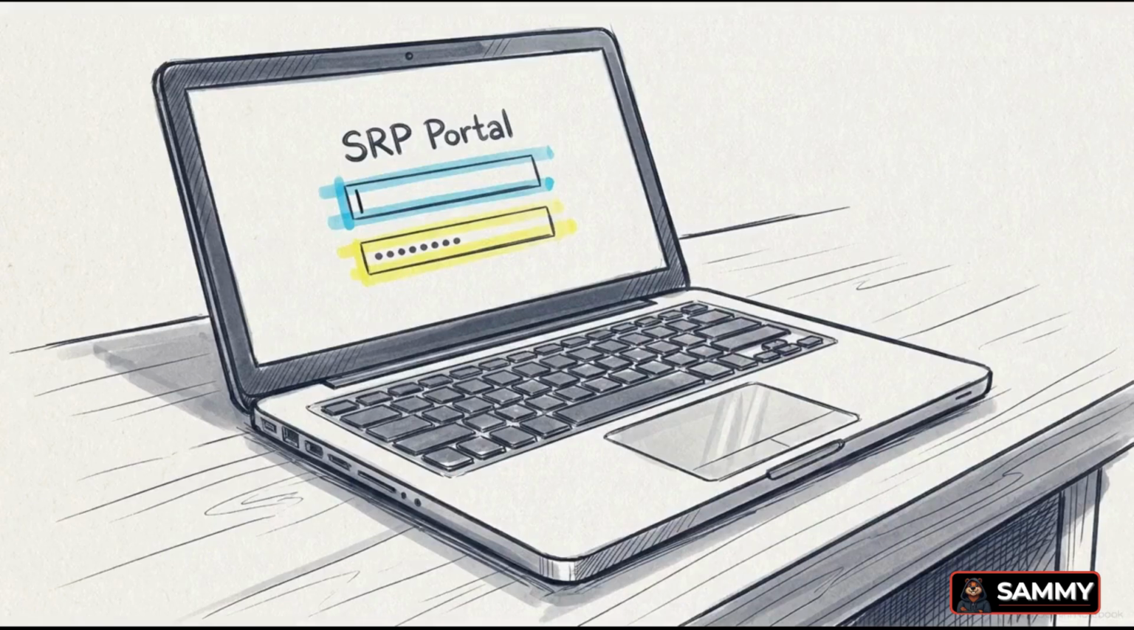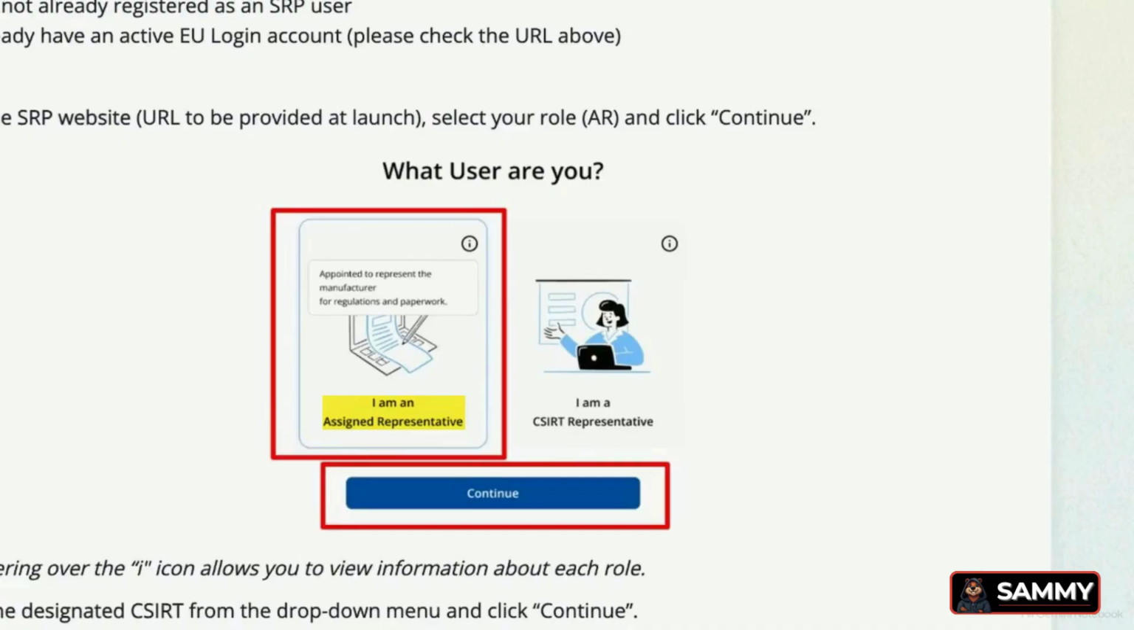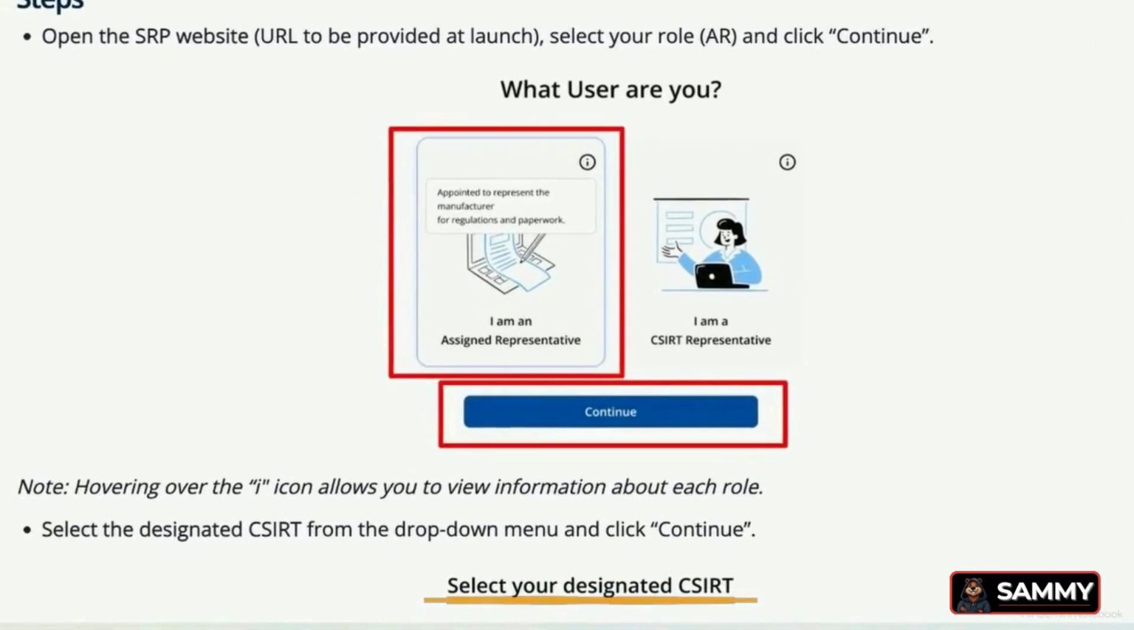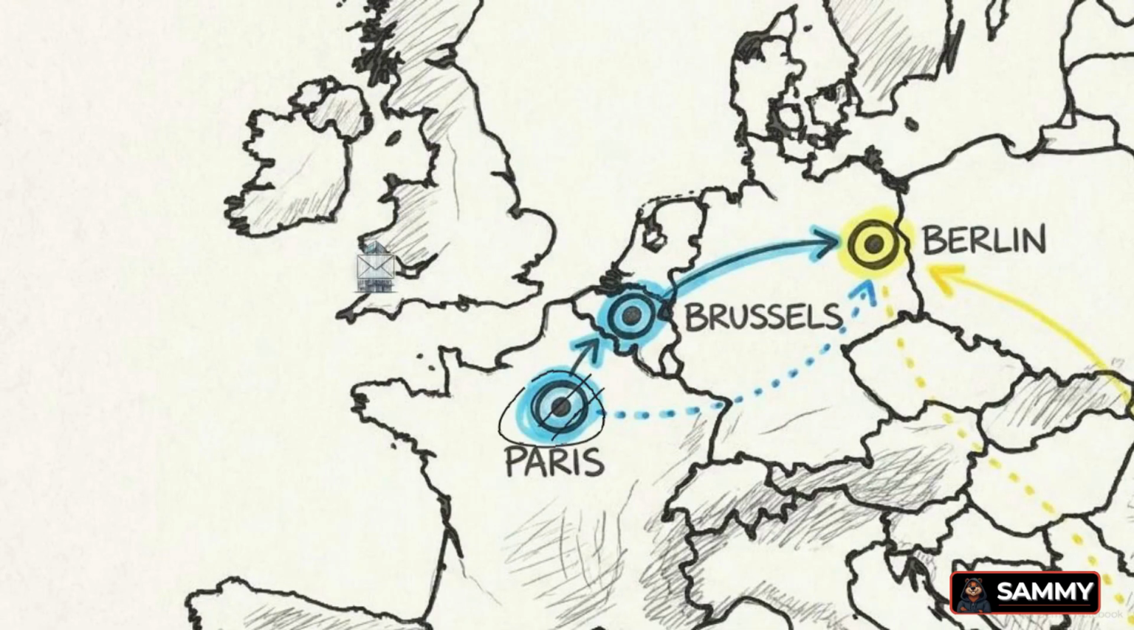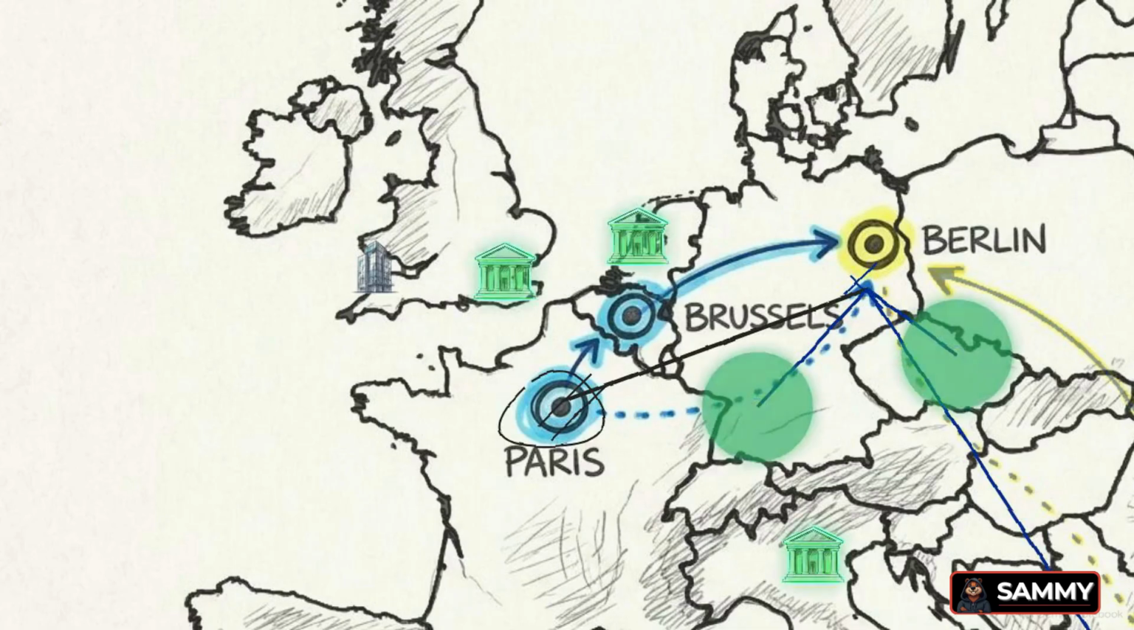Step 1 is account setup. Log in to the SRP portal to initiate your user profile. Here, you must select the Assigned Representative option. Making a mistake on this screen could accidentally register you as a cybersecurity authority instead of a manufacturer. Next, select your specific CSIRT designated as coordinator from the drop-down menu, which is based on your home country. Getting this step right ensures your compliance data automatically routes to the correct European authorities moving forward.